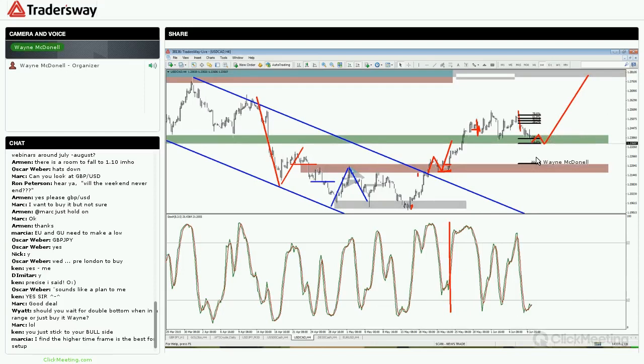Well, look at this. So Ken's like, so you just stick to your bull side? Only because we're at support in an uptrend. It's still an uptrend until we get a lower low. I don't have a lower low. It's an uptrend. It's not me. I'm not making the decision. The market's making a decision. So if it decides to go up, I'm going to buy it.